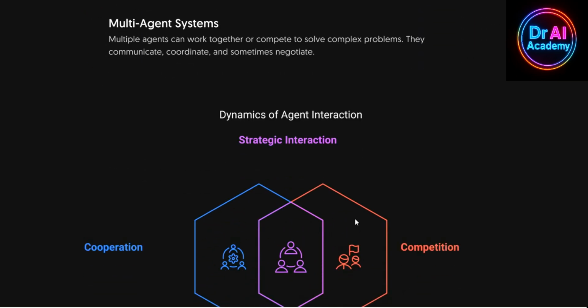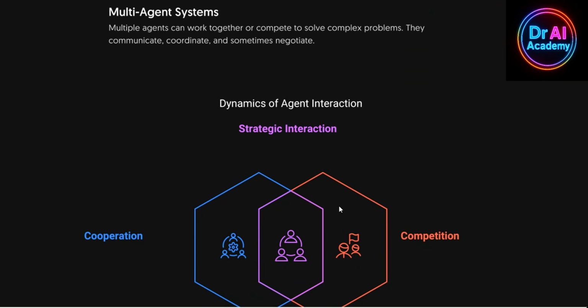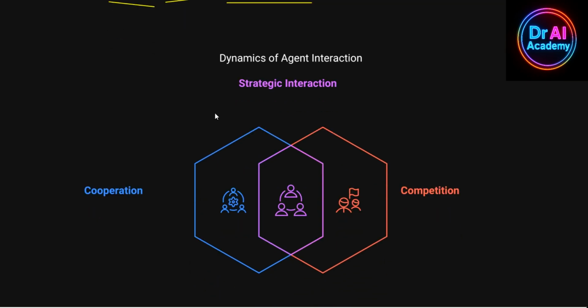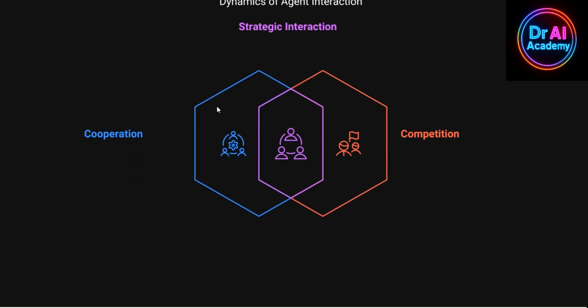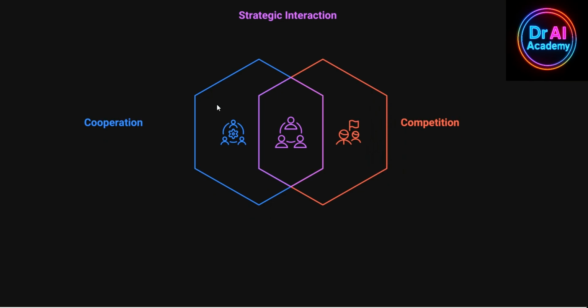Multi-agent systems. Sometimes it's not just one agent. In multi-agent systems, several agents work together or compete to solve a problem. Think of fleet management systems, where agents coordinate vehicle routing. Game AI, where every character is an agent. Or collaborative bots, each handling a part of a large task like data extraction, summarization, and report writing. These agents communicate, coordinate, and sometimes even negotiate with each other. This is where things get really interesting.